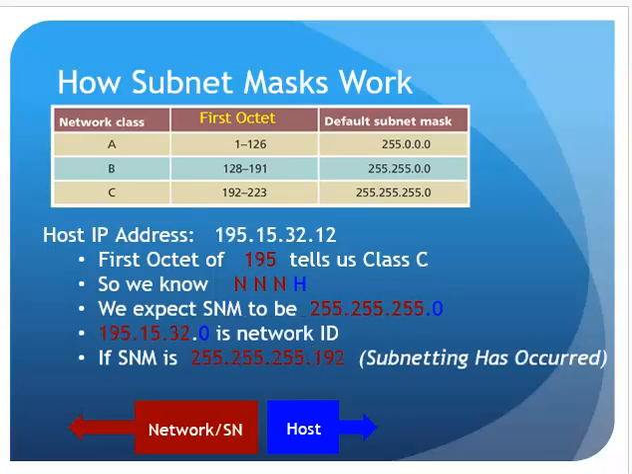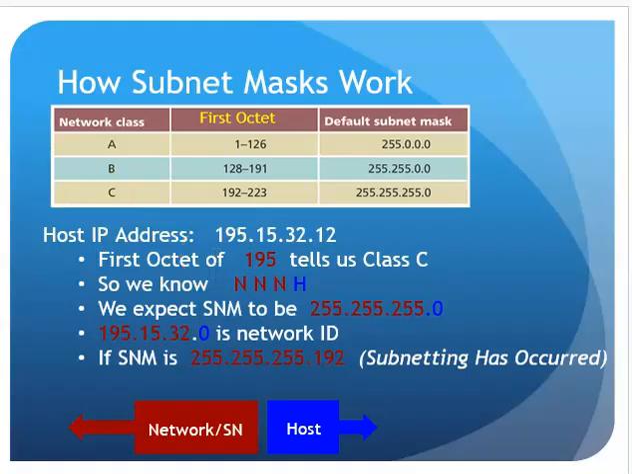If I look at an address like 195.15.32, 195 tells us the class C, so we're thinking the first three octets are network, last is host. We're thinking 255.255.255.0 because first three octets are network, last is host. If we see a subnet mask that's 255.255.255.192, we know some kind of subnetting has occurred.